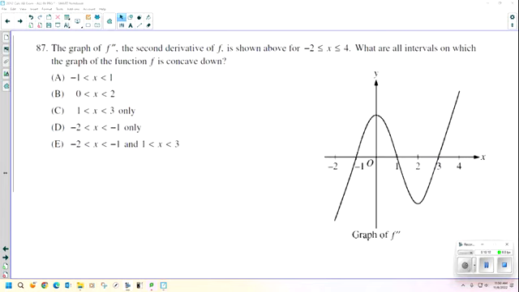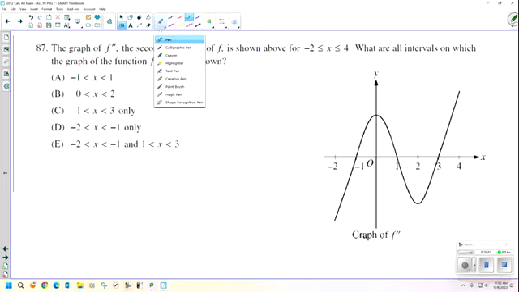Guys, I must be living life right, because this is our third problem. This is the third problem that involves a graph or tables or charts. Oh my. 87 reads, the graph of f double prime, the second derivative of f, is shown, not above but below, from -2 to 4.